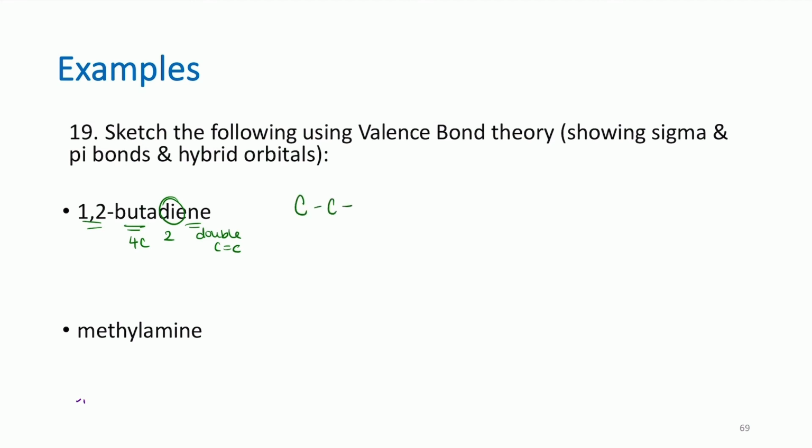So I've got 4 carbons, and this is telling me that there's 2 double bonds, one at the first carbon and one at the second carbon. I'm then going to give this enough hydrogens to make it neutral, meaning give each carbon 4 bonds.